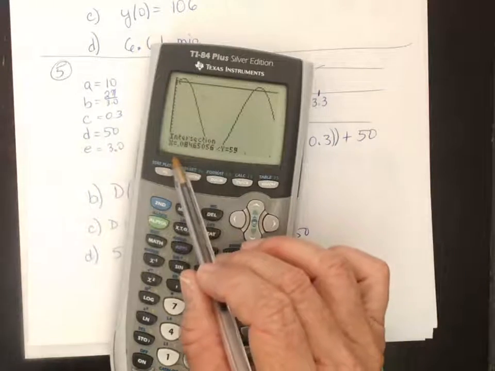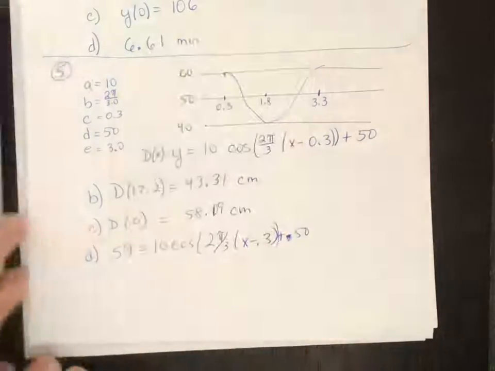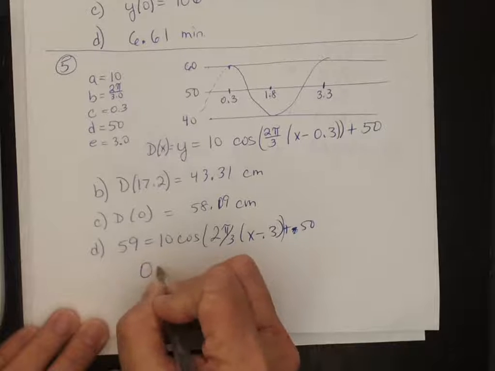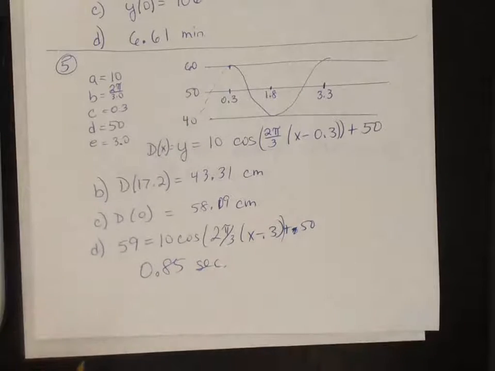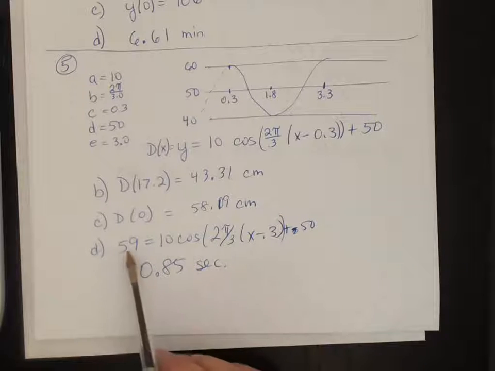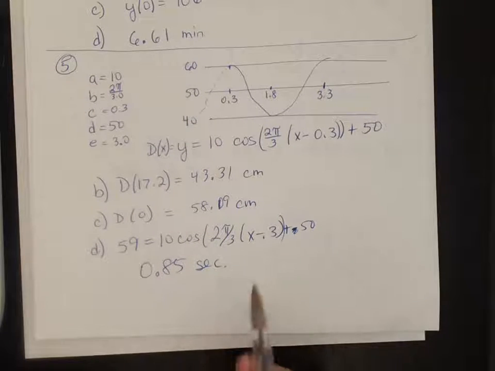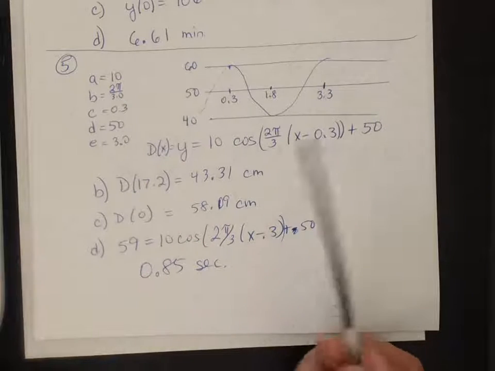So at 0.85, let's round that to. So at 0.85 seconds is when it first hit 59 centimeters. That's not even the maximum, but close to the maximum.